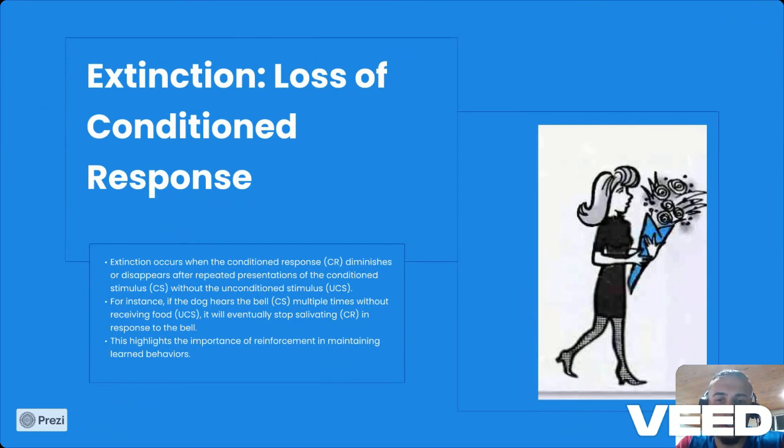Now, extinction. Loss of conditioned response. Extinction occurs when the conditioned response diminishes or disappears after repeated presentation of the conditioned stimulus without the unconditioned stimulus. For example, if the dog hears the bell multiple times without receiving food, it will eventually stop salivating in response to the bell. This highlights the importance of reinforcement in maintaining learned behavior.